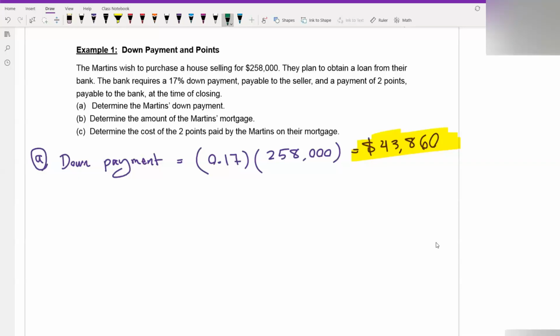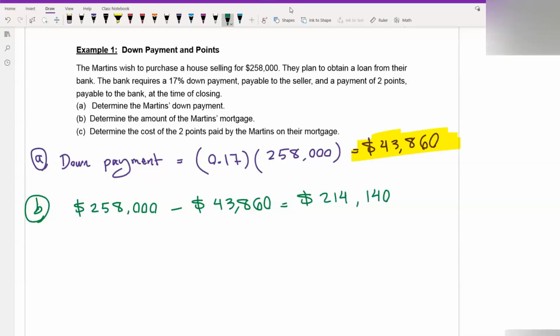Part B, determine amount of the Martins' mortgage. This $258,000 is selling price minus down payment. Our answer is $214,140. So that is amount of mortgage.